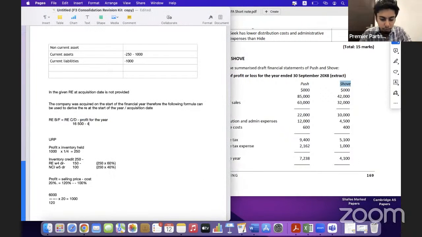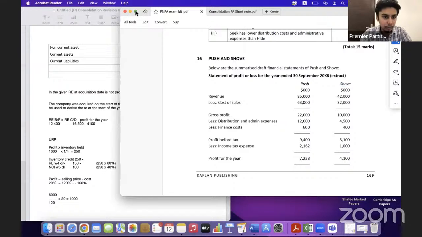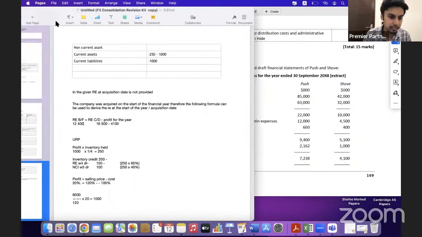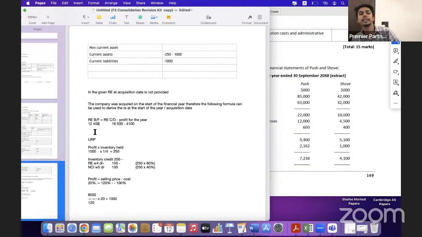So when I remove 4,100, I will get the retained earnings at the start, which also happens to be the retained earnings at the acquisition date, because that's at the beginning of the financial year. So this is how we get the retained earnings in this question. Please remember, guys, if the retained earnings at the acquisition date is not given, this is the equation that we use in order to find it.